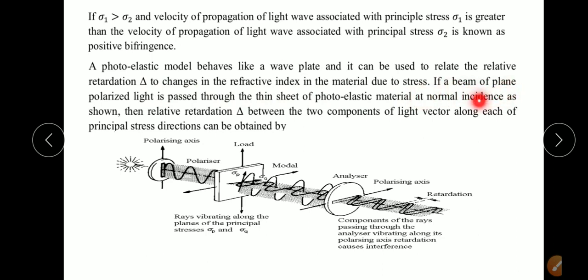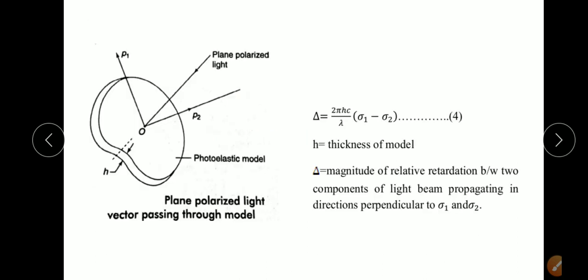If the beam of plane polarized light is passing through a thin sheet of photoelastic material at normal incidence, as shown, the relative retardation delta between two components of the light vector along each of the principal stress directions can be obtained. Yes, if you want to determine the relative retardation, you have to consider this type of model. So this is the model where the light is falling.